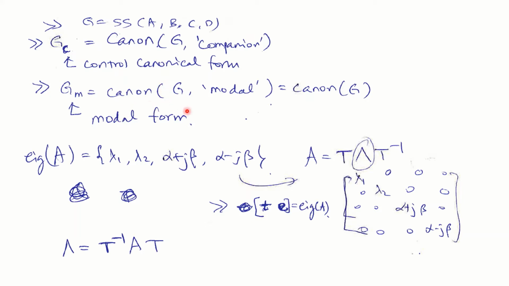offers the realization called the modal form. So what is modal form? If you do this canon of G without any option, then in fact you get the modal form. So what is modal form?